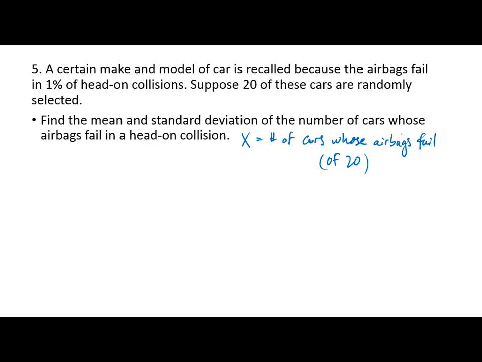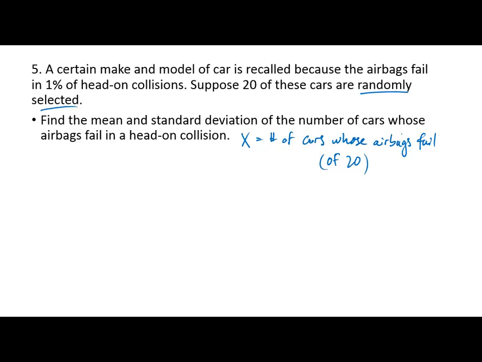Right. Each car's airbags will either fail or not fail. That's good. Right. I have a set number of cars. I have 20 cars that I'm looking at. Yep. And then there's that caveat here. They're randomly selected. So again, for the binomial, you need to have independent observations. So randomly selected is sort of our code language for them all being independent.